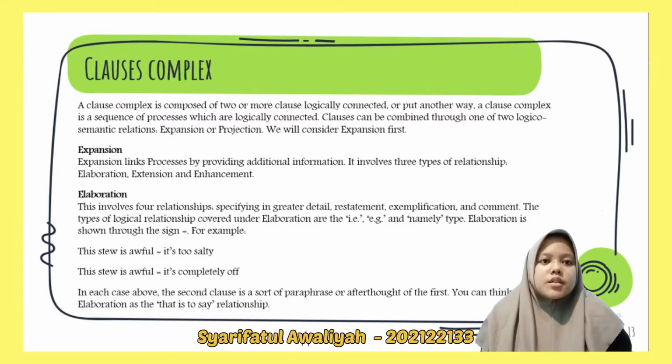Elaboration is shown through the equals sign. For example, this stew is awful. It's too salty. This stew is awful. It's completely off. In each case above, the second clause is a sort of paraphrase or afterthought of the first. You can think of elaboration as the "that is to say" relationship.